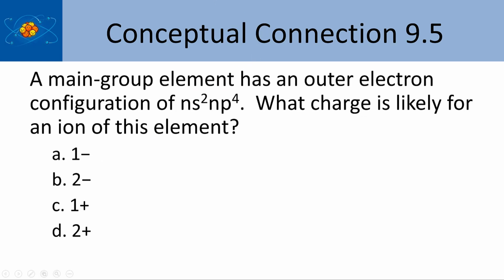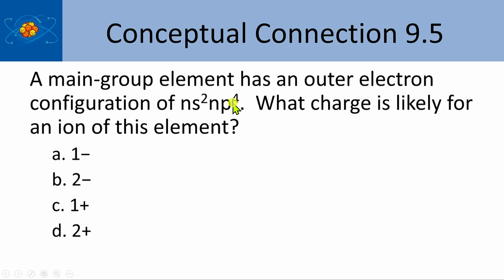So here's a check to see if you understand the concept. I like this question. It says a main group element has an outer electron configuration of ns2np4. What is likely for an ion of this element? So ns2np4, right? That means it has 6 valence electrons, and the noble gases all have 8. All right, so which is most likely to happen? To lose 6 electrons to become like the noble gas that is to the left of it on the periodic table, or to gain electrons to be like the noble gas to the right?